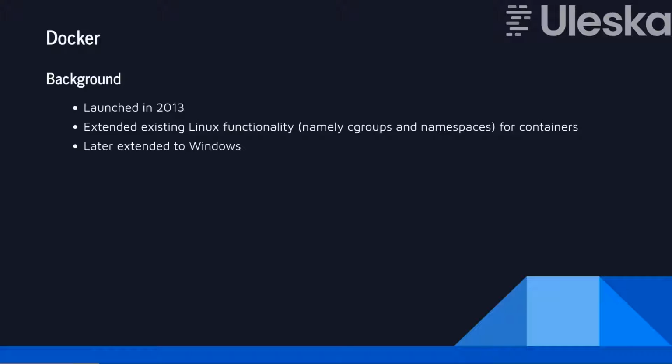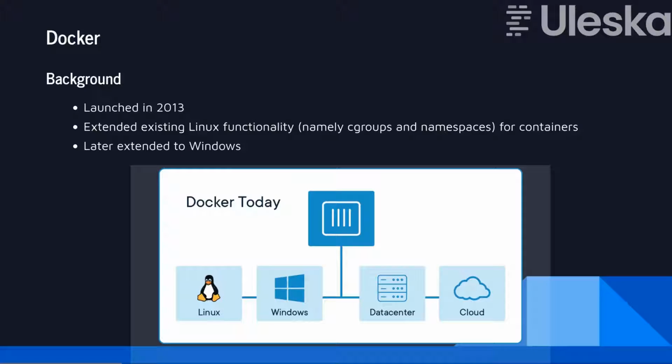So, a bit of background on Docker. It launched in 2013, and what it did was extend existing Linux functionality, namely control groups and namespaces, for containers. And I'll go into a bit more detail in a second on what those are. It was later extended to Windows, which means that you can run this natively anywhere. You could traditionally run it on Linux, but later on, when it started to get bigger, Windows got on board and made it supported on their platforms. And that means you can run it locally in your own data centers, or you can even run it in the cloud.